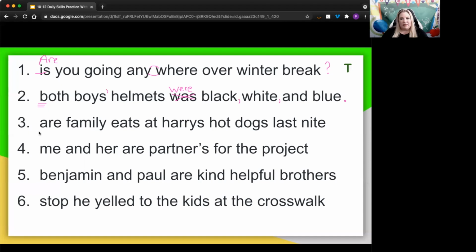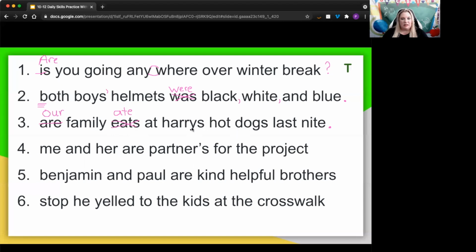Our family eats at Harry's Hot Dogs last night. Okay, sounds like a sentence. That's a good start, but there's a lot of things going on in this sentence. Instead of our family, it needs to be our family. Our family eats. But it says last night, so I'm going to take out eats and say ate. Our family ate at Harry's Hot Dogs.